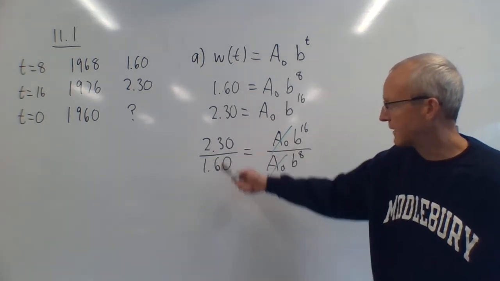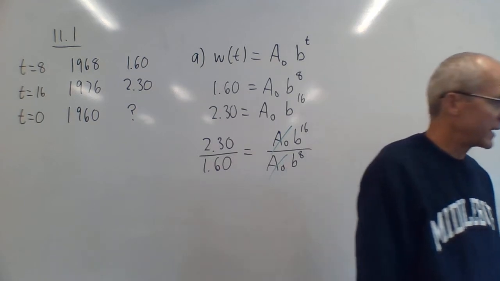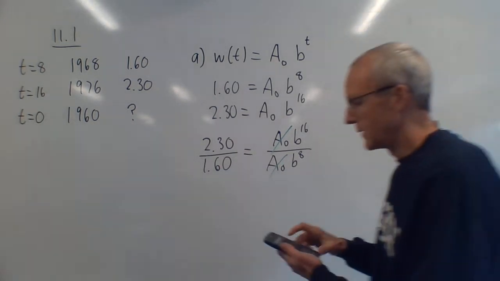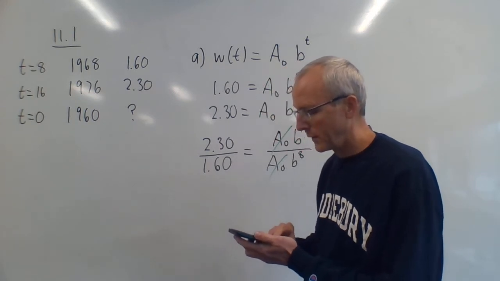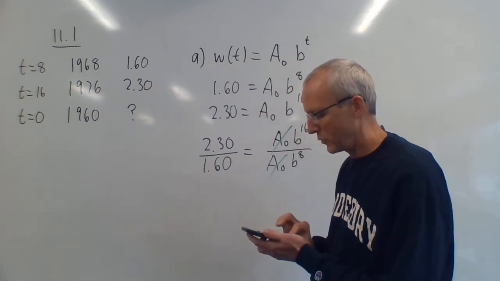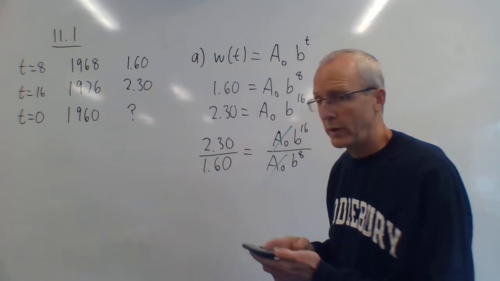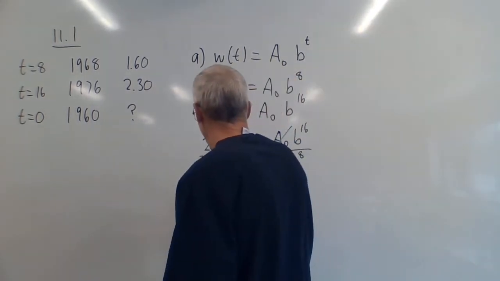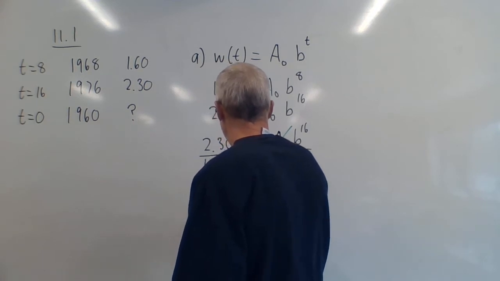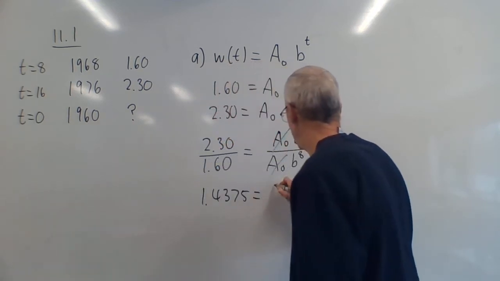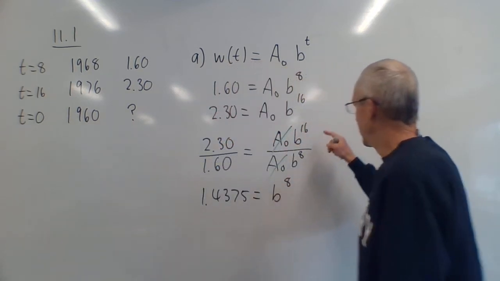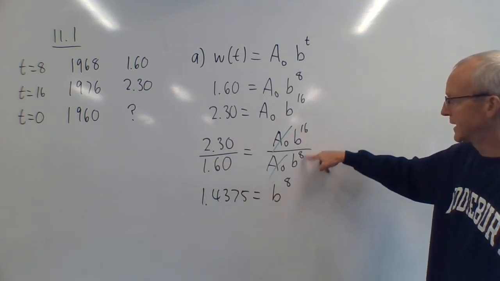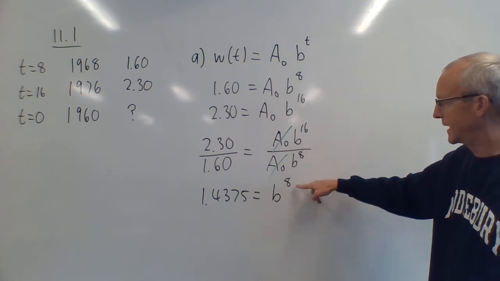So now we just got to get a calculator and figure out what 230 divided by 160 is. So 2.3 divided by 1.6, I get 1.4375. So 1.4375 is equal to b to the 8th. And again, you always just subtract 16 minus 8. 8 of those cancel out 8 of those. 16 minus 8 is 8.